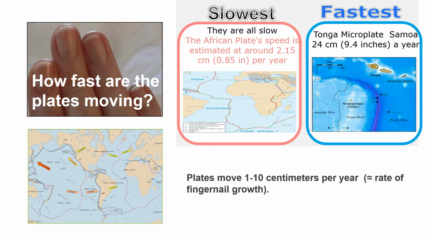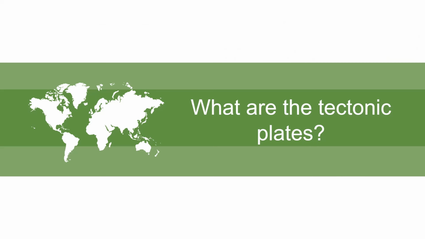It isn't much, but if you are going to multiply it by say millions of years, then definitely yung distansya or yung movement would be very evident or kapansin-kapansin. So yung slowest ay nasa African plate at saka yung fastest naman is nasa Samoa, yung sa Tonga microplate.